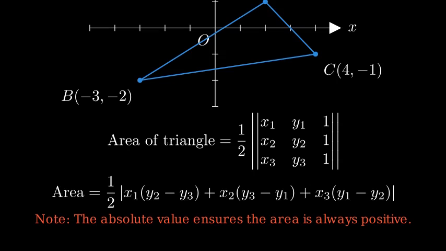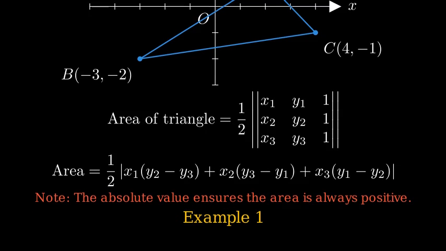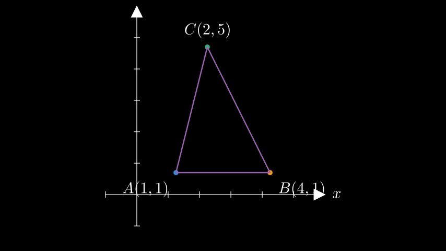Let's understand the formula through a simple example. Consider a triangle with vertices at A(1, 1), B(4, 1), and C(2, 5). Let's plot these points and connect them to form a triangle. To find the area, we'll substitute the coordinates into our formula.